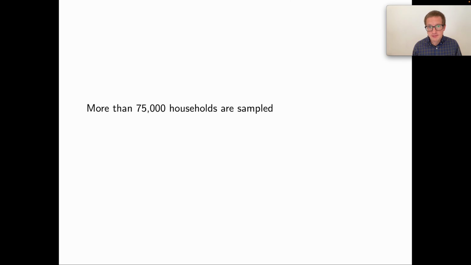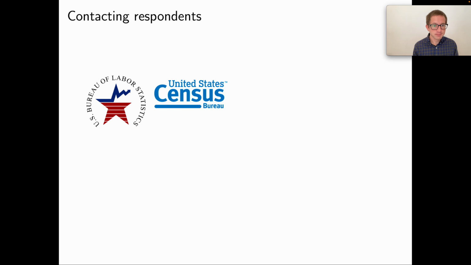So in the end, more than 75,000 households are sampled. This is a massive sample that has a huge amount of money going into it, and it's really very high quality data. To contact the respondents, the BLS works together with the Census Bureau, which is an agency that administers lots of these federal surveys. The Census Bureau first sends a letter to the selected households informing them that they've been selected for inclusion in the Current Population Survey.